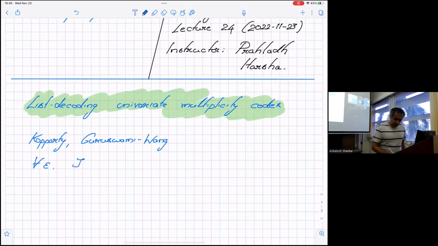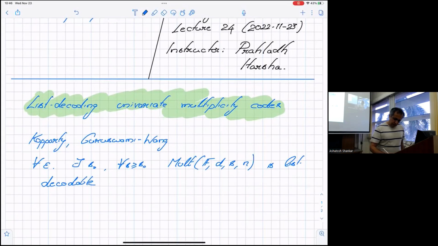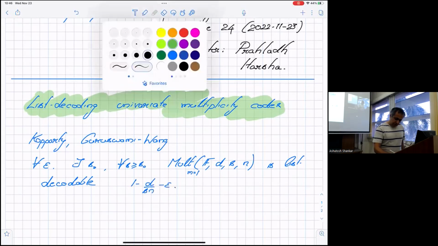For all epsilon, there exists an s naught, such that for all s greater than or equal to s naught, the univariate multiplicity code over F with degree t, multiplicity s, and n points of evaluation is list decodable up to 1 minus p by s n. Let's go.